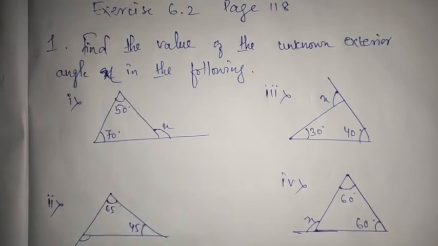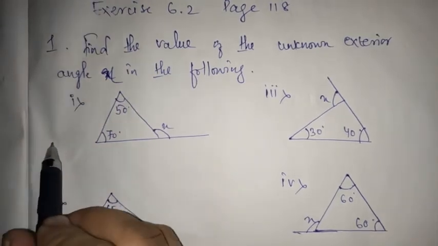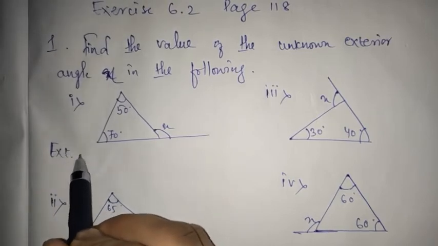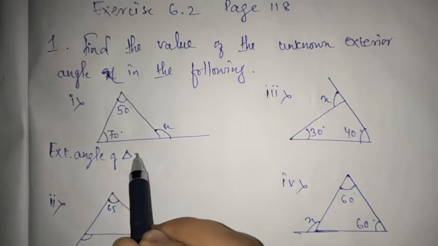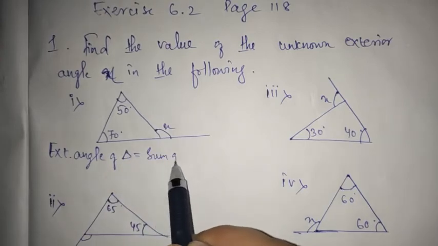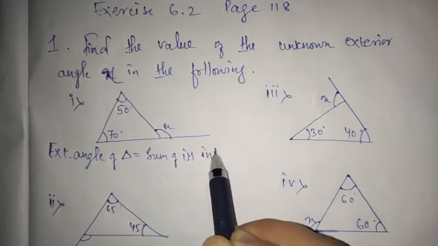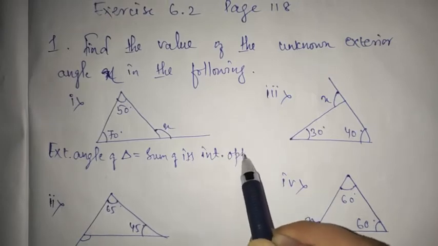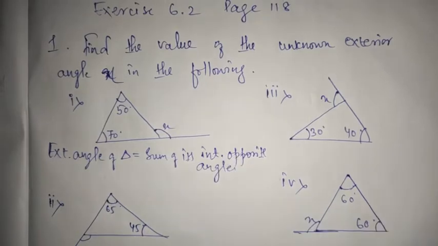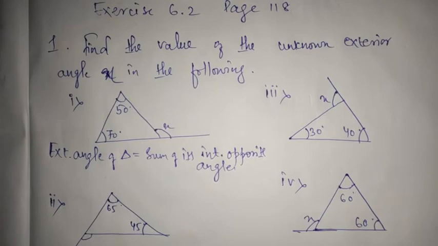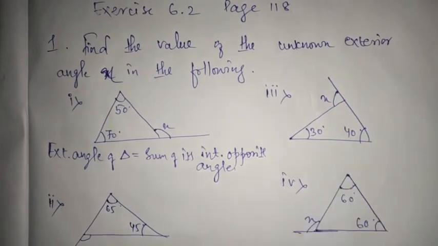To find the exterior angle, I have given you one formula. Let me write here, EXT stands for exterior: the exterior angle of a triangle is equal to the sum of its interior opposite angles. For the others, I won't be writing the formula, but your work is to write the formula in each and every problem.